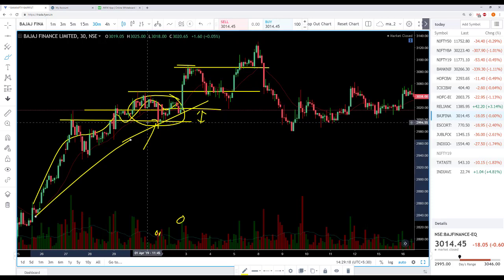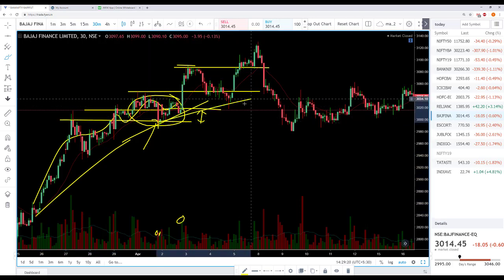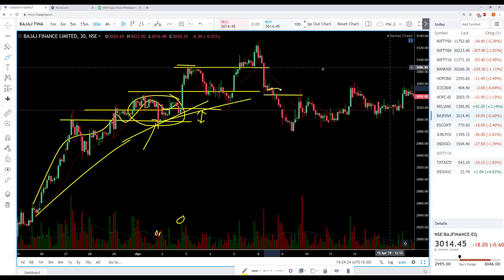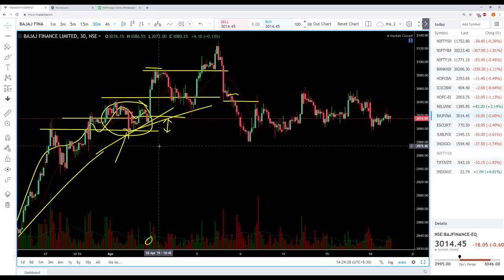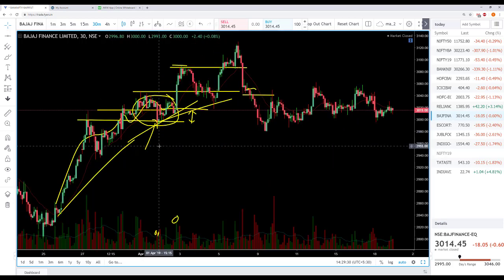So it is not breaking the definition of trend. Till this time it is not breaking the definition of trend, and over here it broke the definition of trend, and you can see how the stock is moving over here. So the important thing about trend lines and everything is that trend lines work only when there is a dominant strong trend, that you need to understand.